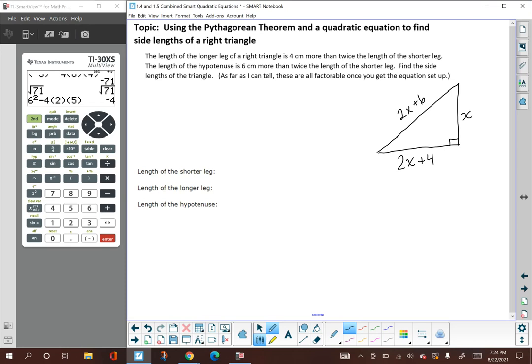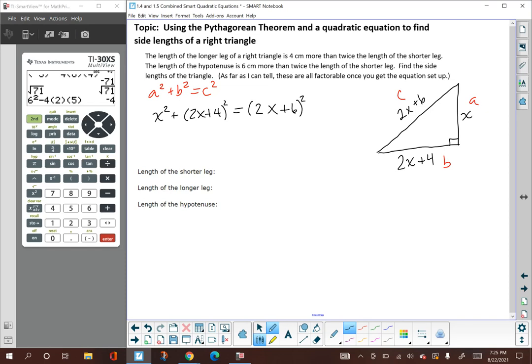Now, I scrolled through a million of these problems in Alex, and as far as I can tell, these are all factorable once you get them set up. So I don't think you'll have to use the quadratic formula on any of these. The way that we're going to solve them is with the Pythagorean theorem, which you might recall is a squared plus b squared equals c squared, where c is the hypotenuse of the right triangle. So leg squared plus other leg squared is equal to the hypotenuse squared.